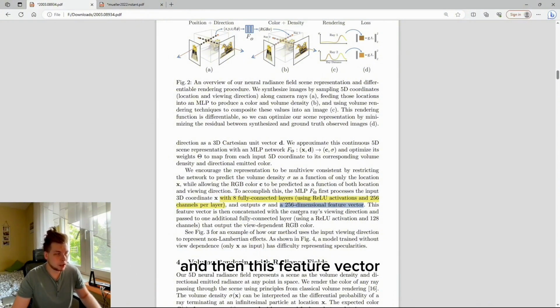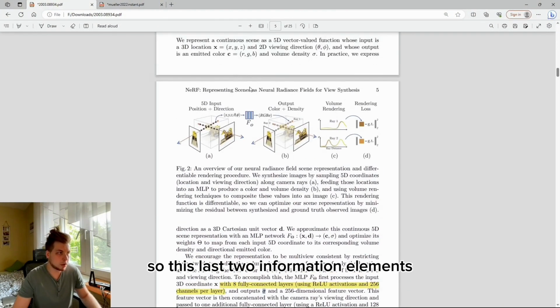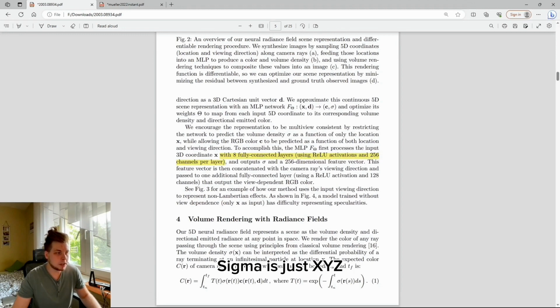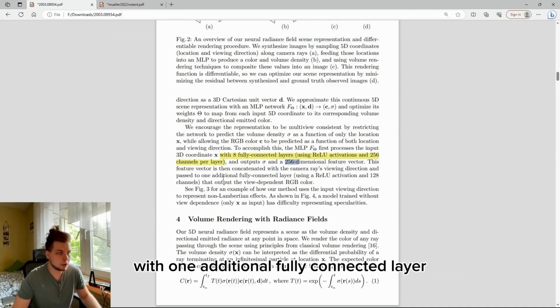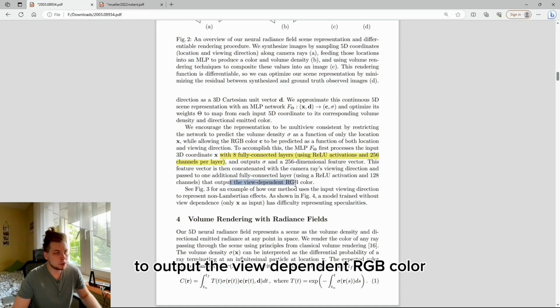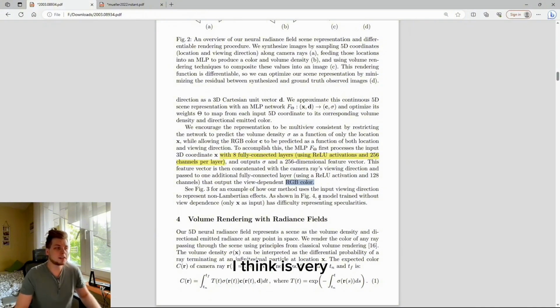And then this feature vector is concatenated with the camera ray's viewing direction. So note that the sigma is calculated only with xyz. It does not use the ray direction to calculate the sigma. Sigma is just xyz. And then we take this 256-dimensional already processed feature vector, and we concatenate these additional directions, and we calculate with one additional fully connected layer with 128 channels to output the view-dependent RGB color. So you see that sigma is one transformation before the RGB color is returned. So that's how the architecture of the network works. I think it's a very reasonable architecture, nothing crazy here.